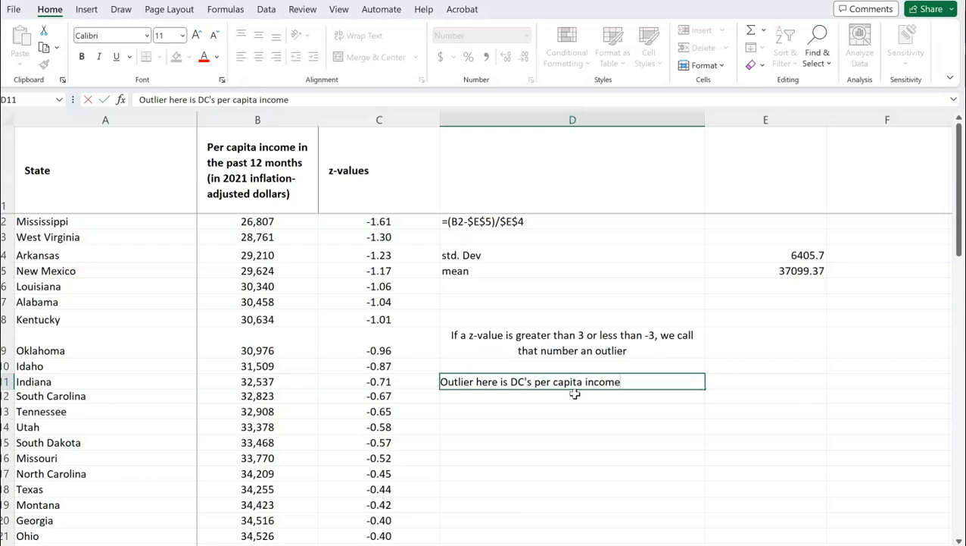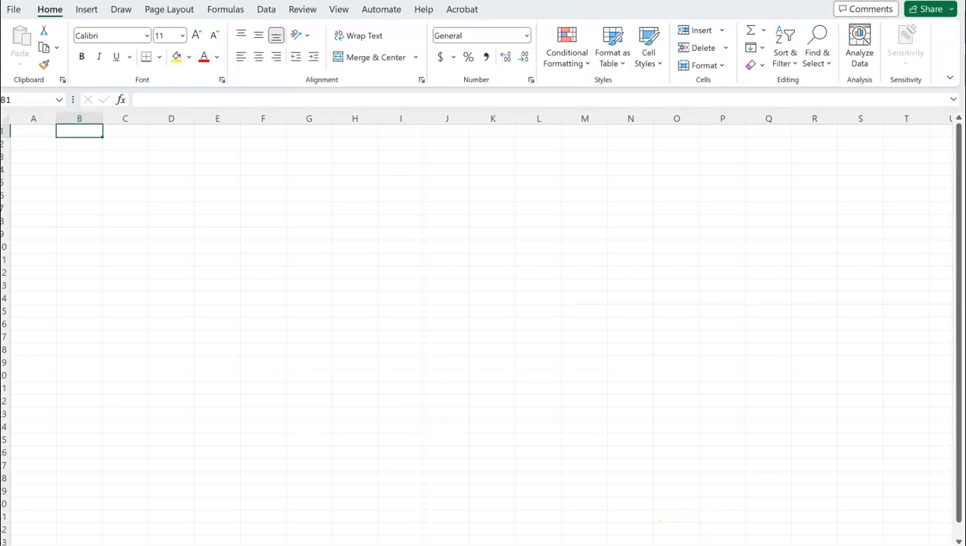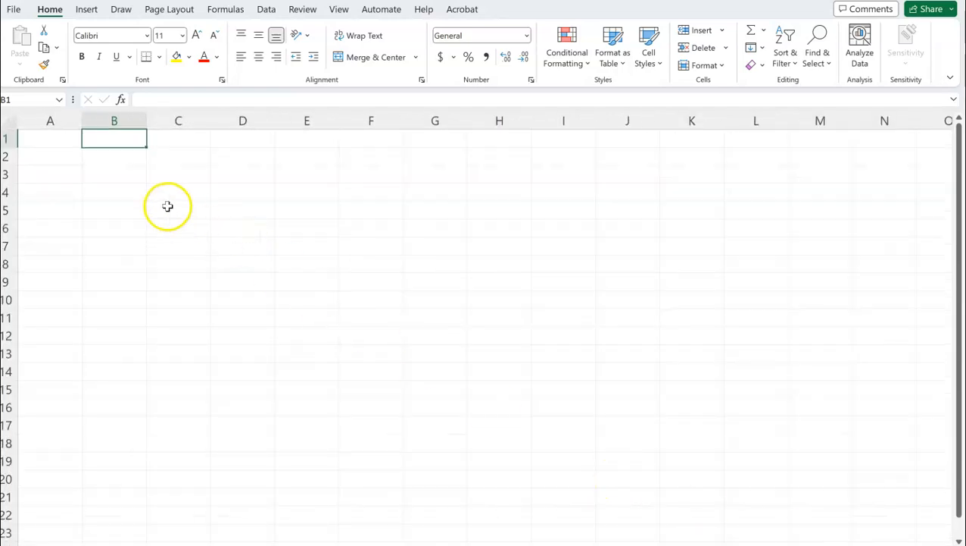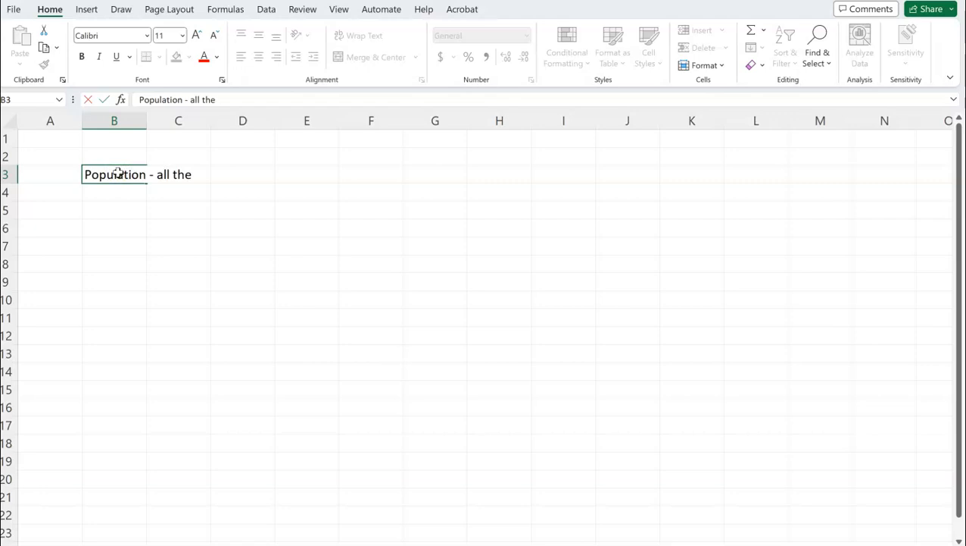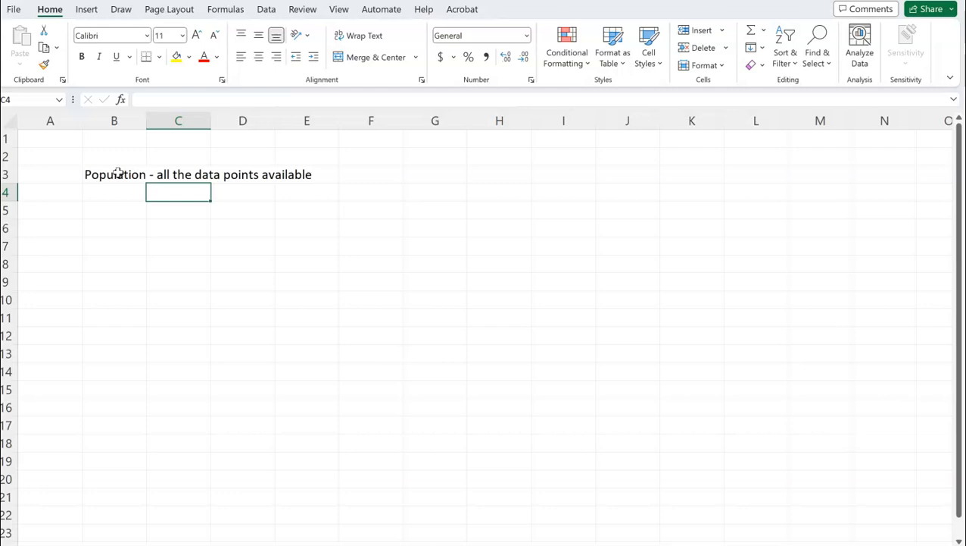Now, we have been talking about averages, mainly X bar and S of what we called a sample. Now in statistics, we make a distinction between the sample and a population. A population is basically all the data points available. Let's say I wanted to calculate the average income in America.